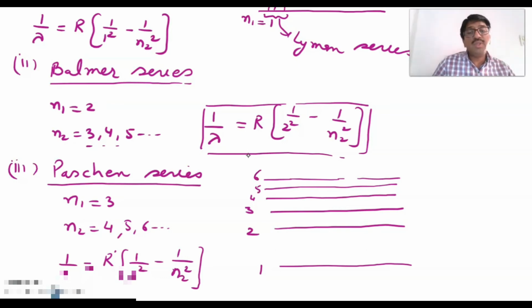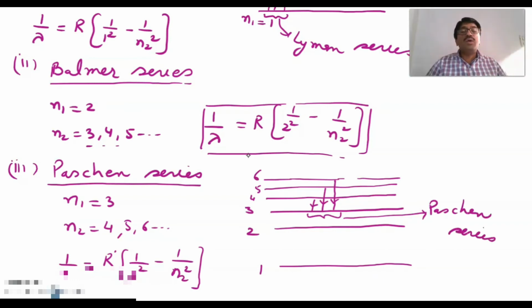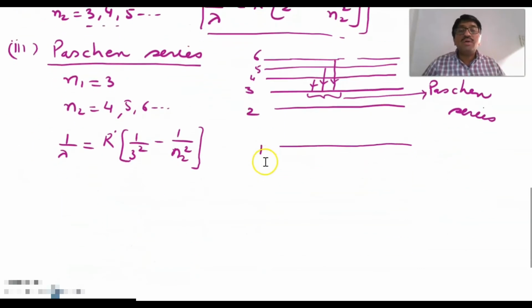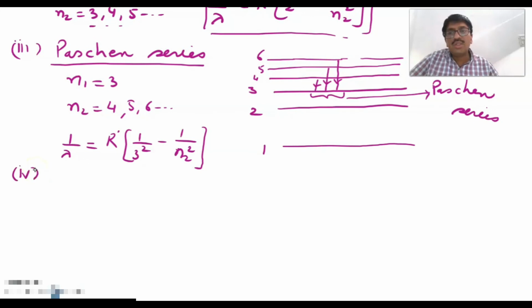In this series, atom can transit from 4 to 3, 5 to 3, 6 to 3. The wavelengths of these photons are coming in Paschen series. This is Paschen series. And now we will discuss about the fourth series of the hydrogen spectrum. Next series of hydrogen spectrum is Brackett series.